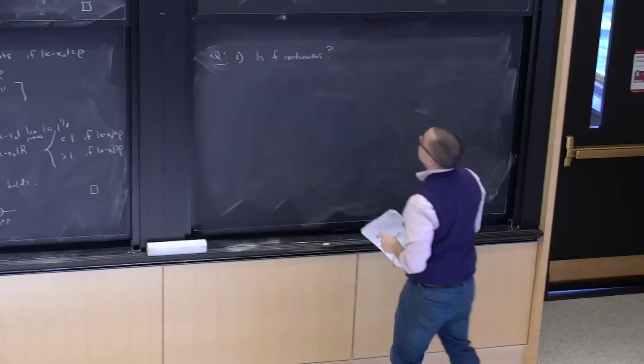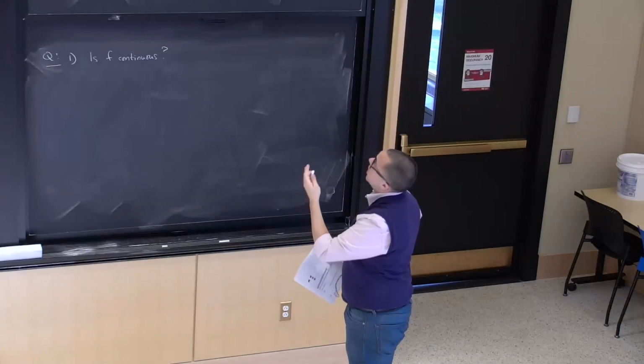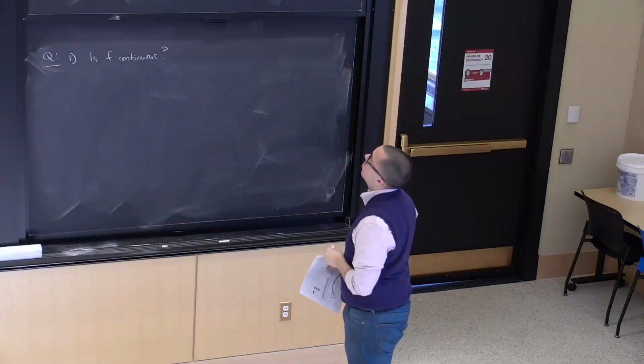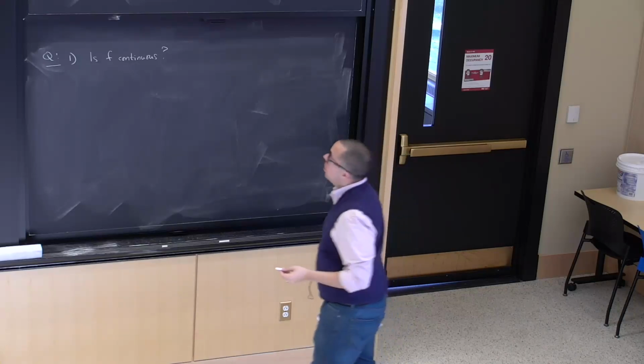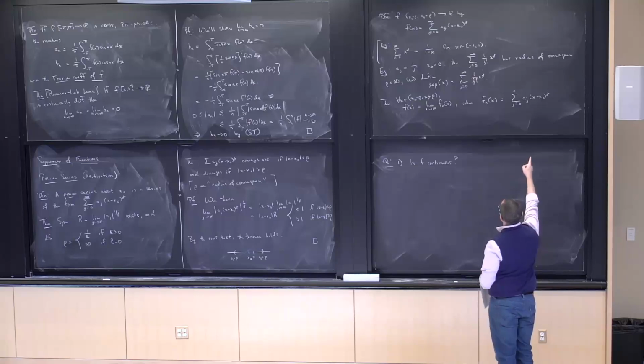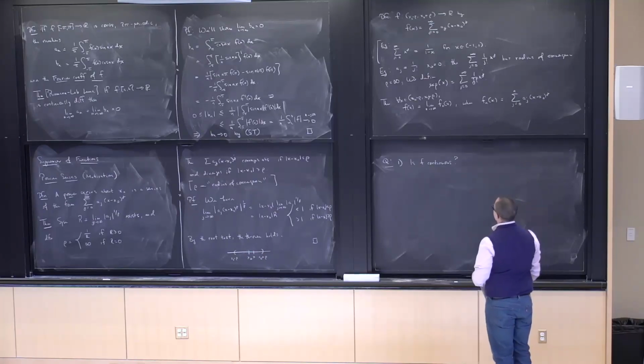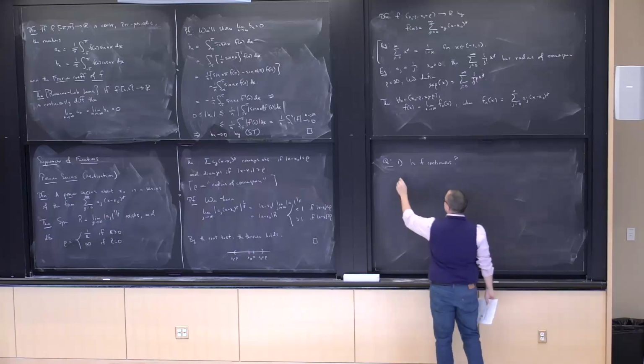Is the function that I get as this limit of polynomials, as the output from a power series, continuous? The individual pieces that I take a limit to get f of x, these polynomials, the partial sums, are certainly continuous. They're just polynomials. So is the limiting thing continuous?